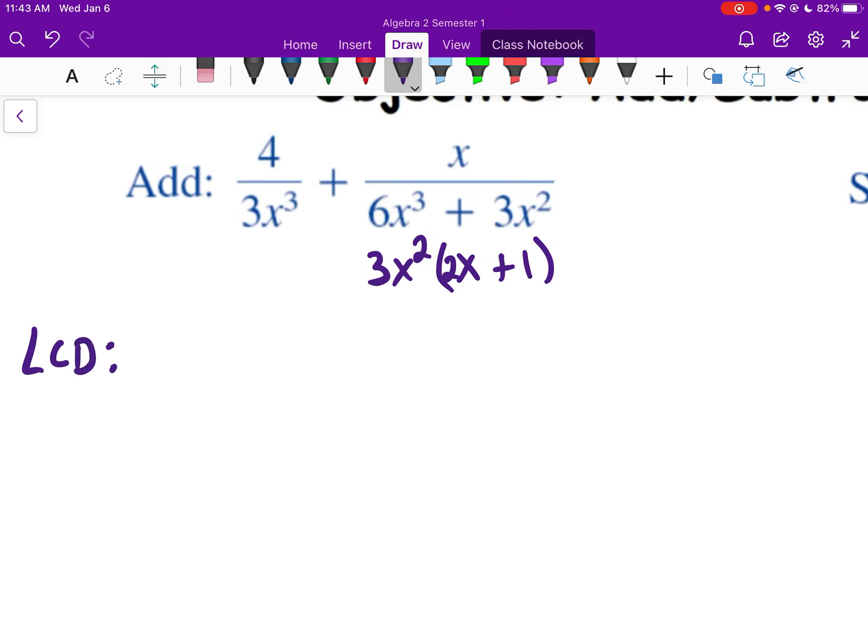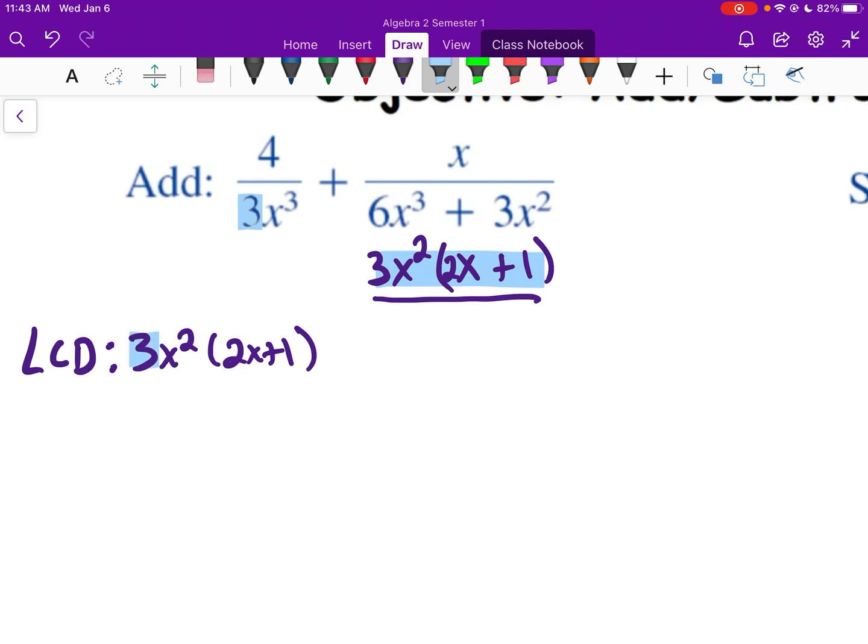Now, what I do, okay, I always start with one of them. I typically start with the bigger denominator, one that has more terms. So I'm going to start with 3x squared times 2x plus 1. Then from there, I'm done with that. That's going to be part of our LCD. Now, when I move on to the next denominator, I'm going to see what terms I already have. So when I look at 3, I already have that 3, so I do not need to repeat that.